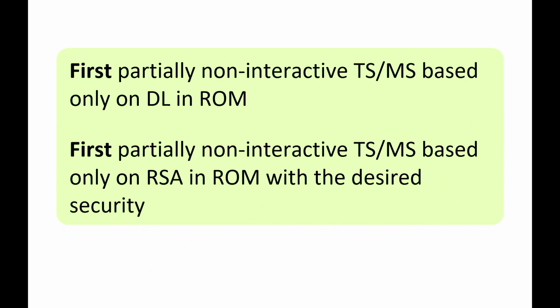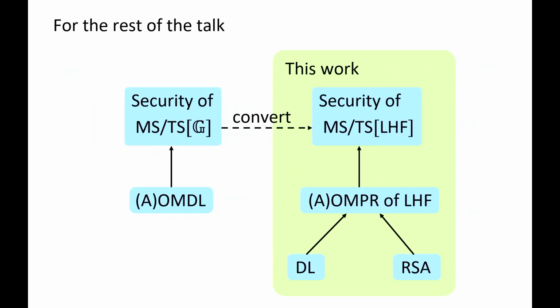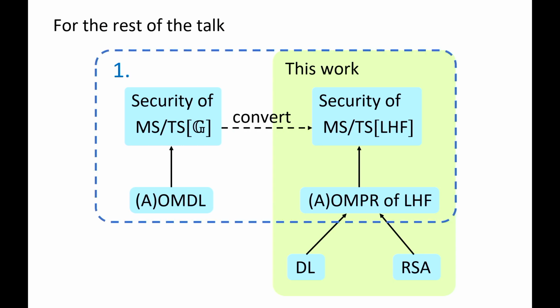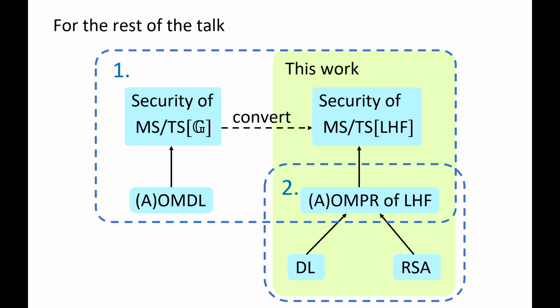So in short, we propose the first partially non-interactive threshold and multi-signatures based only on D-log in the random oracle model. And we also propose the first non-interactive threshold signatures with the desired properties based only on RSA in the random oracle model. For the rest of the talk, I will first recall the notion of linear hash function and show how our conversion works. And then I will focus on how to instantiate this algebraic one-more pre-image resistance property from either the D-log or RSA assumption.